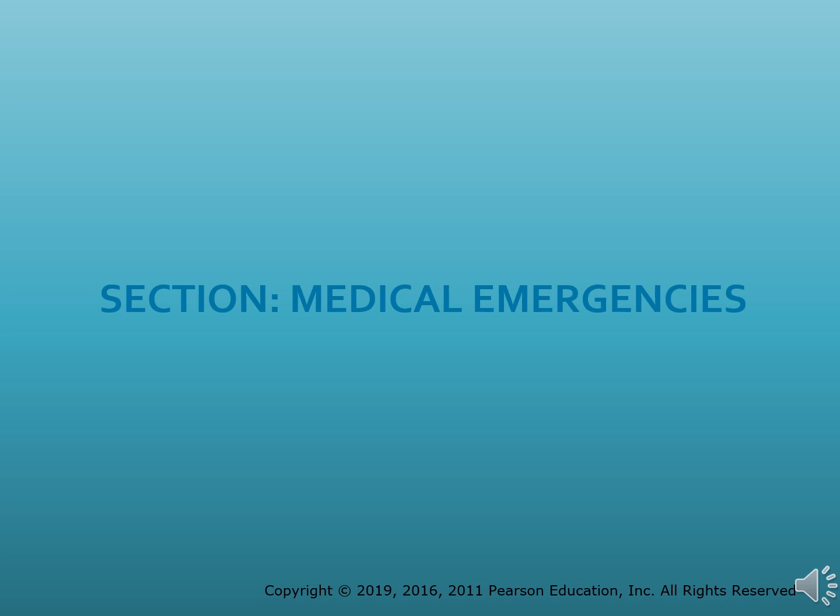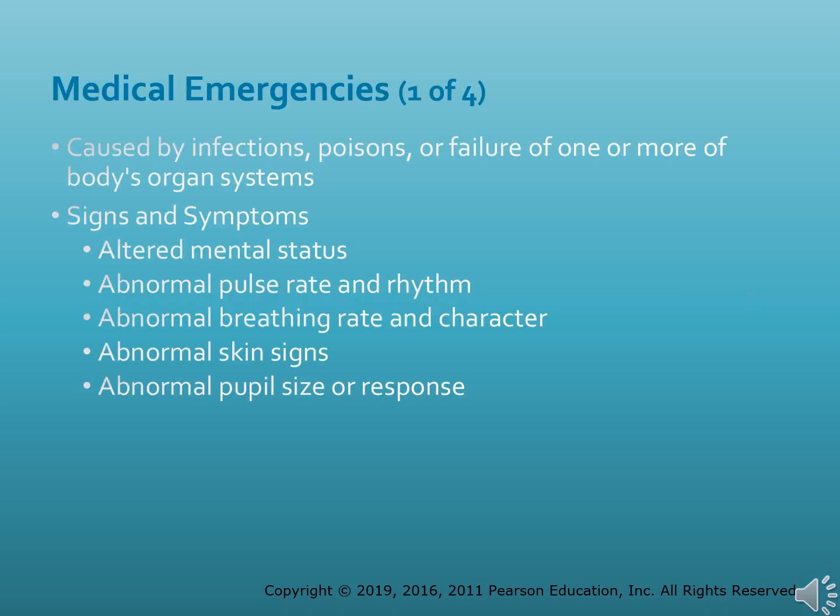In this section, we're going to talk about medical emergencies. Medical emergencies are caused by infections, poisons, or failure of one or more body organ systems. Signs and symptoms include altered mental status, abnormal pulse rate and rhythm, abnormal breathing rate and character, abnormal skin signs, and abnormal pupil size or response.